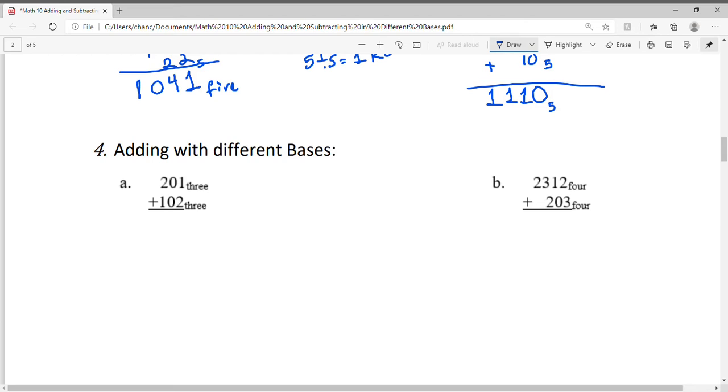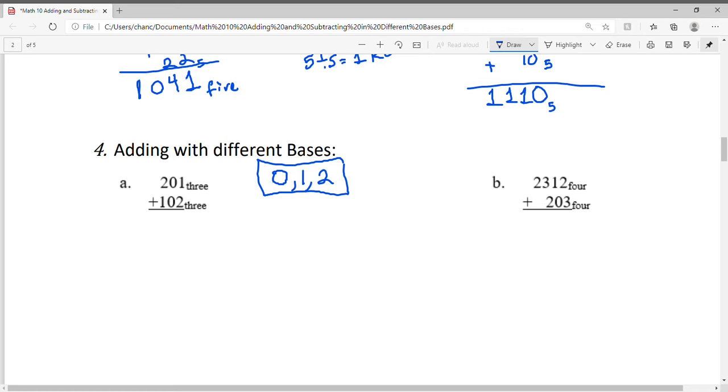In question number 4, we're going to work with different bases now. We're looking at base 3. So I always look at the characters for base 3. I have a 0, 1, 2, and that's it. There's only 3 symbols for base 3. Now let's do some addition.